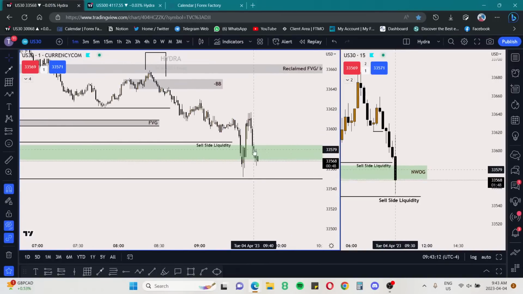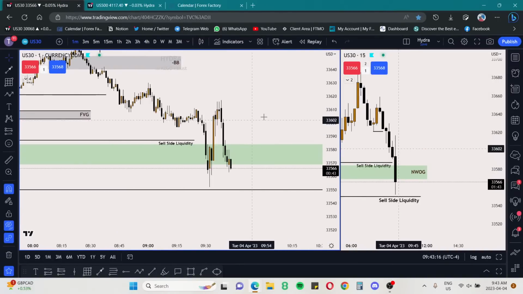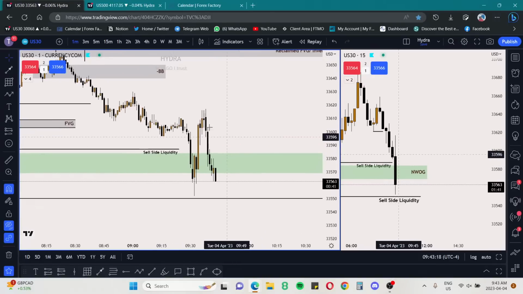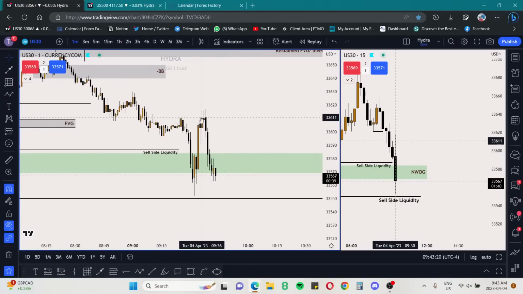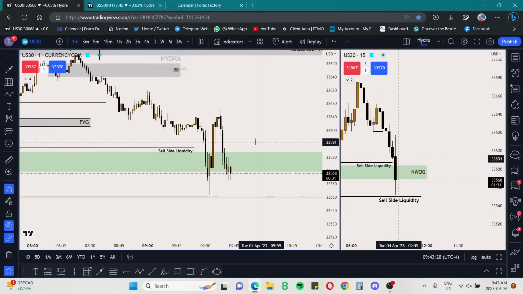Let's look at US30. Do you see the very reason why I tell you not to take a trade if you miss your entry at 920 to 930? Do you see what price is doing right now? It's manipulating.